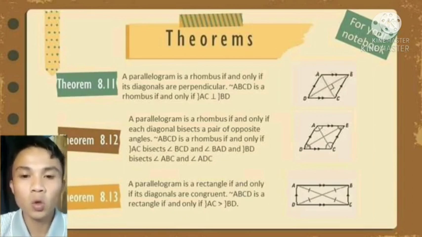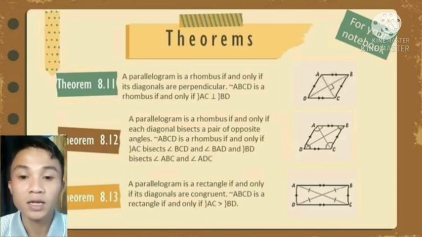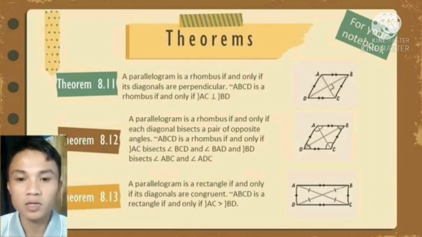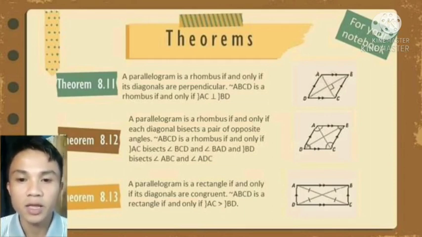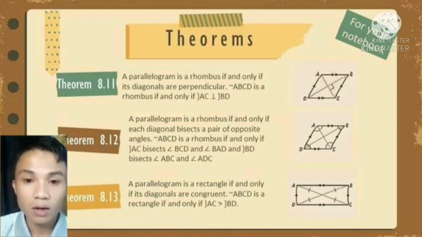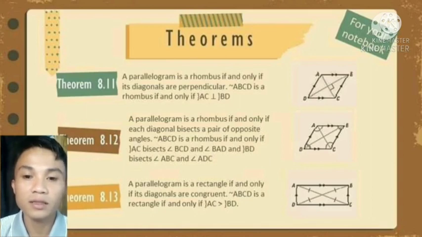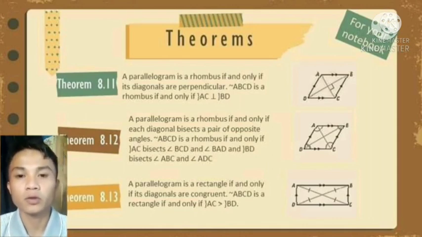So itong two red line is yan yung line BD na nag-bisect doon sa angle ABC and ADC. At saka yung EC na one red na parang curve, yun yung palatandaan na doon nag-bisect yung AC sa angle BCD at BED. So move on naman tayo doon sa Theorem 8.13.